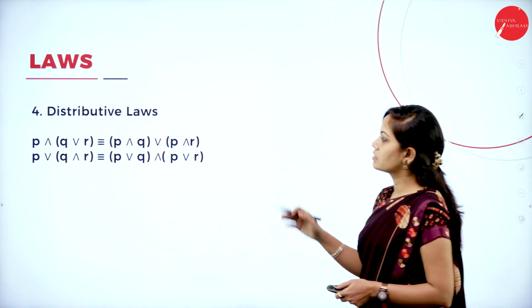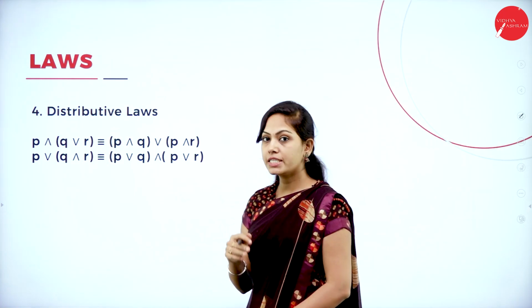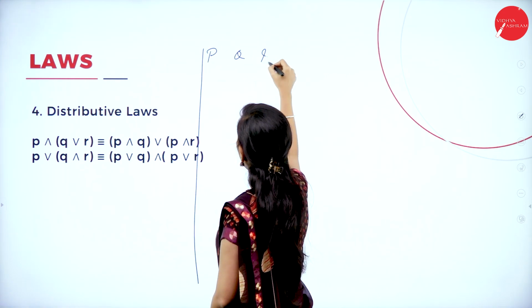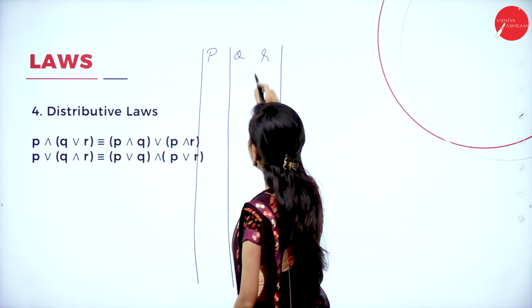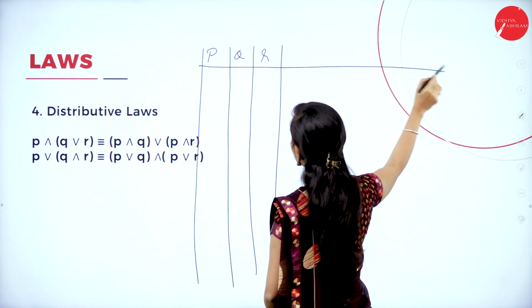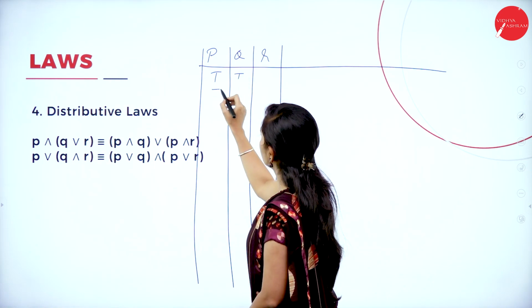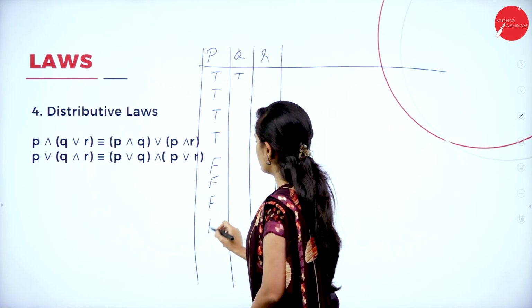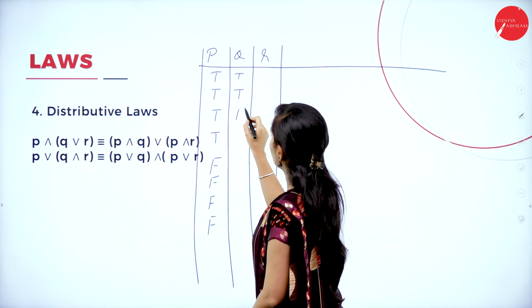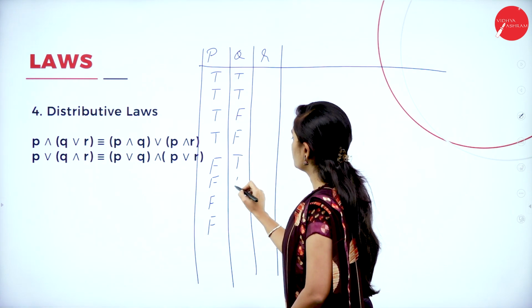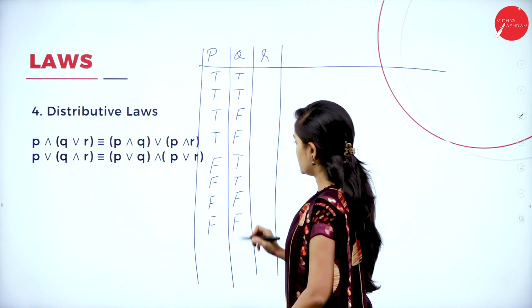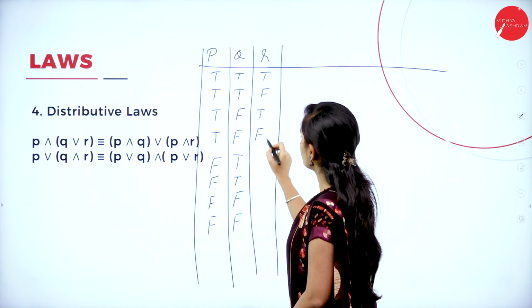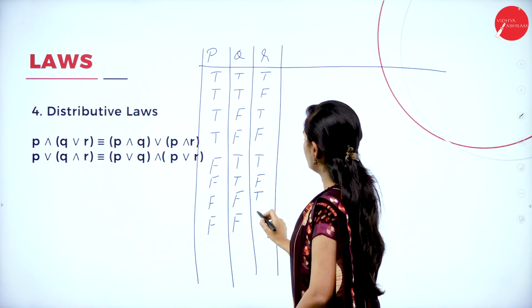And the next law is the distributive laws. In the distributive law also we have three statements called P, Q and R. First write all the truth values here. True, true, true, true, false, false, false, false. Next, true, true, false, false, true, true, false, false. And for R, true, false, true, false, true, false, true, false.